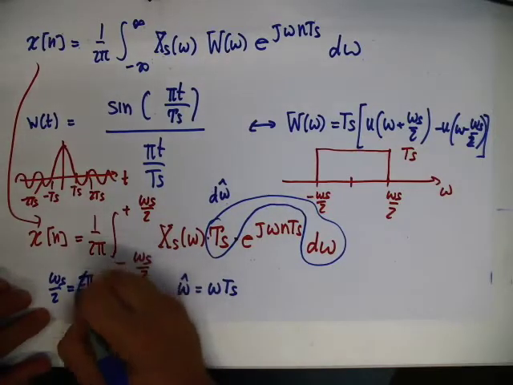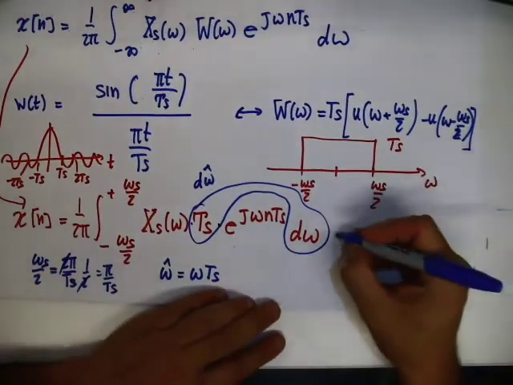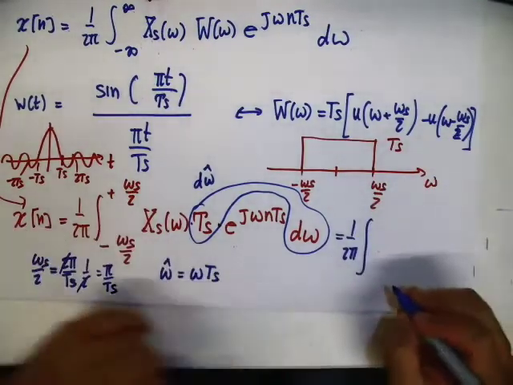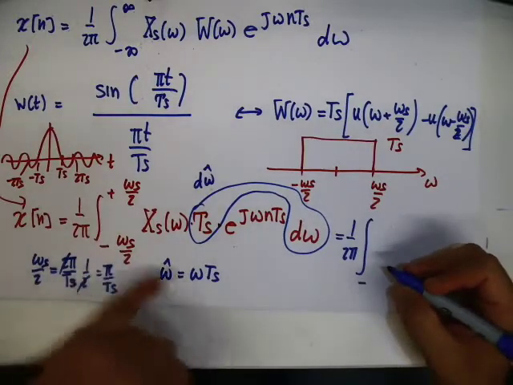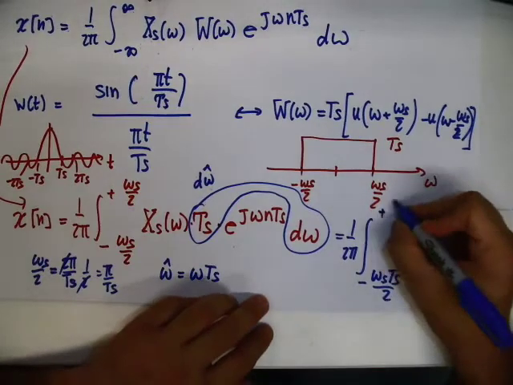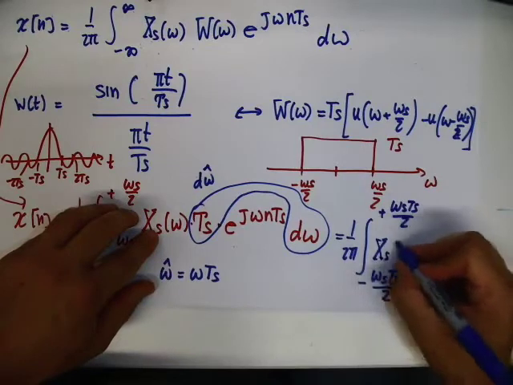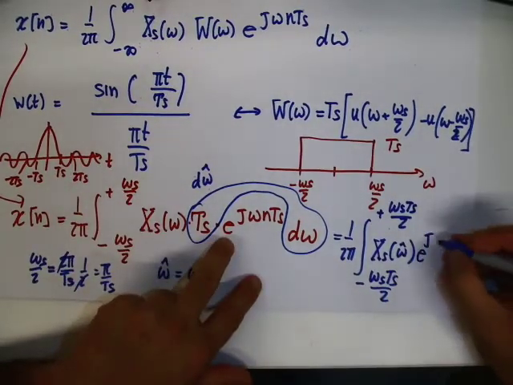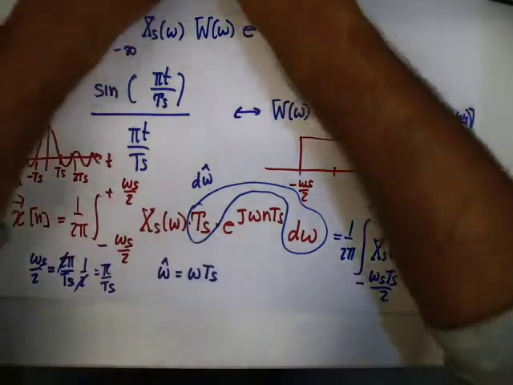Exactly, divided by 2, 2 and 2, this becomes pi over Ts. So when I do the substitution, I'm going to get 1 over 2 pi integral between what? Between the new variable, which is going to be minus omega_s Ts divided by 2, plus omega_s Ts divided by 2. Then here I have X_s, which is going to be a function of omega hat, e to the j omega hat n, d omega hat.